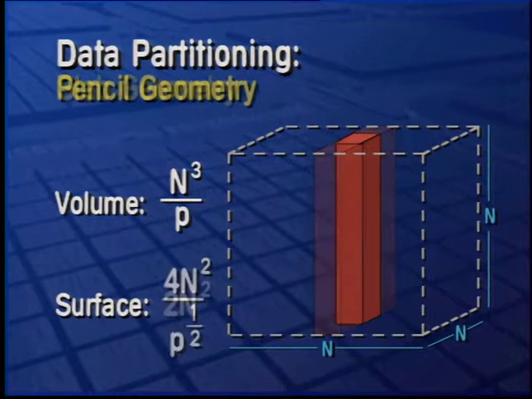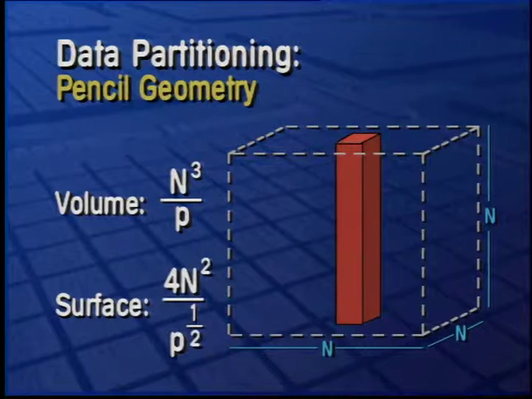The second geometry is pencil geometry, where each processor receives one column. Again, the volume is the same, n cubed over p, and the surface is a total of 4 very skinny faces, which is 4 times n squared over square root of p.